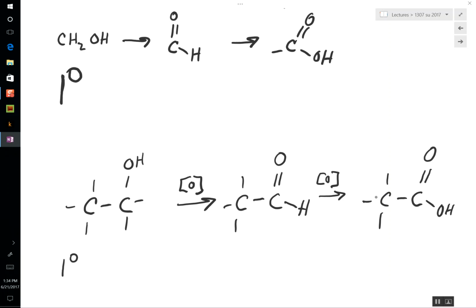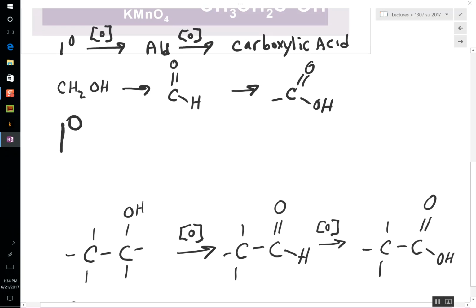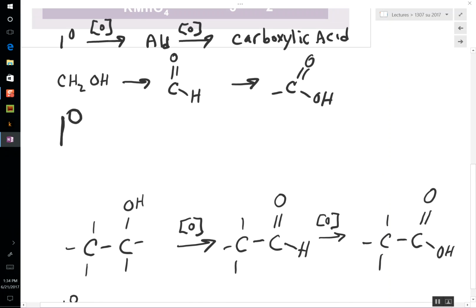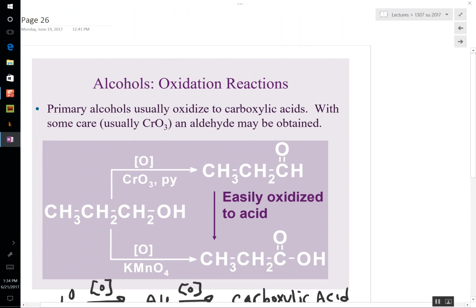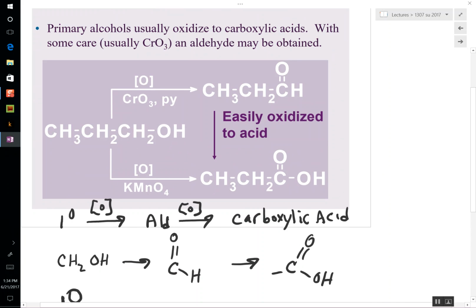It's not easy to stop here. This kind of slides right over there. So you have to keep this at low temperatures. You have to use mild oxidizing agents. You have to be careful if this is where you want the reaction to stop. If you don't want the reaction to proceed all the way to the carboxylic acid, you have to do it carefully. But it can be done. Okay, so there's the oxidation of a primary alcohol.